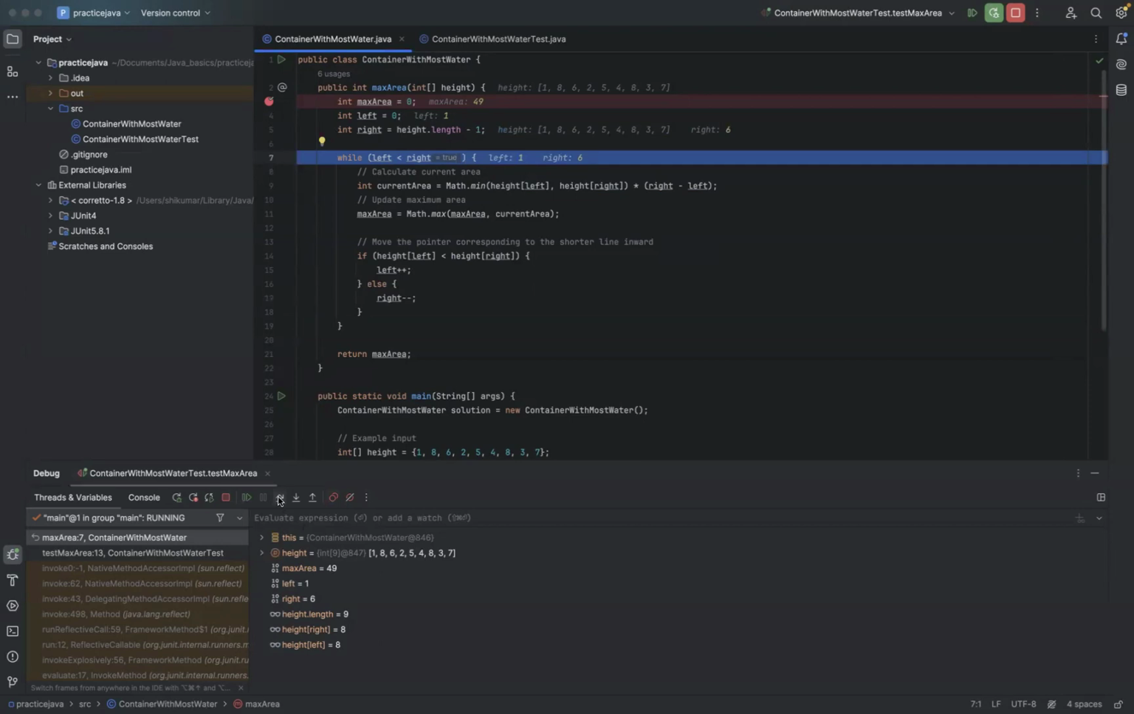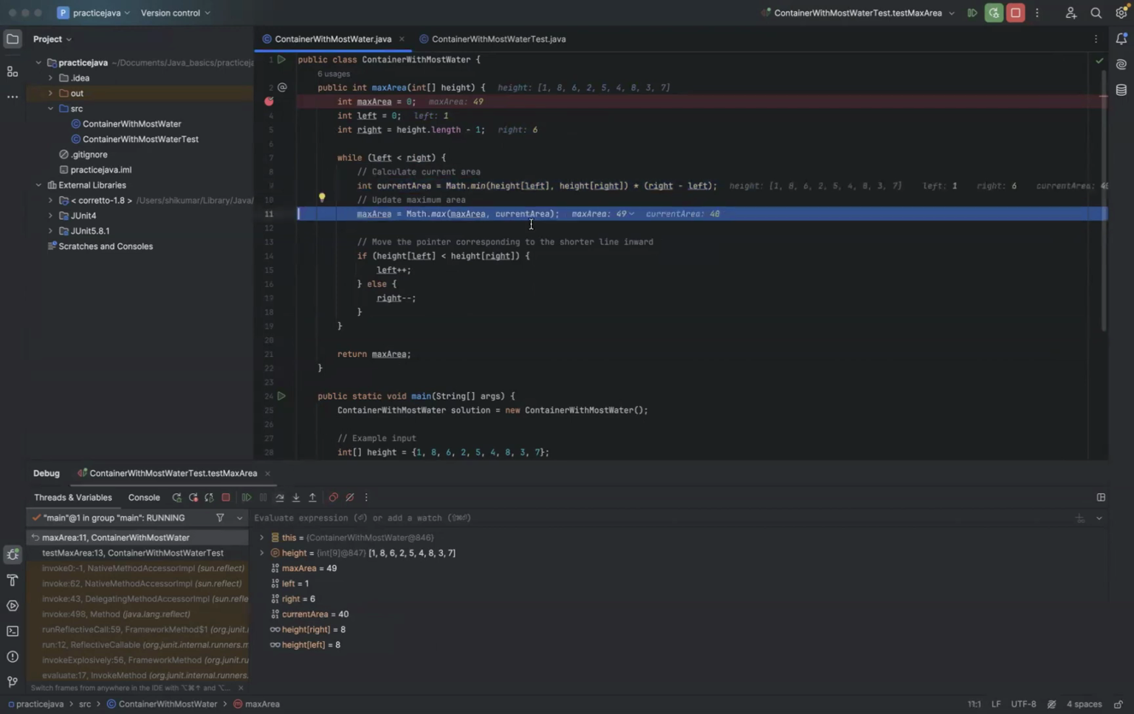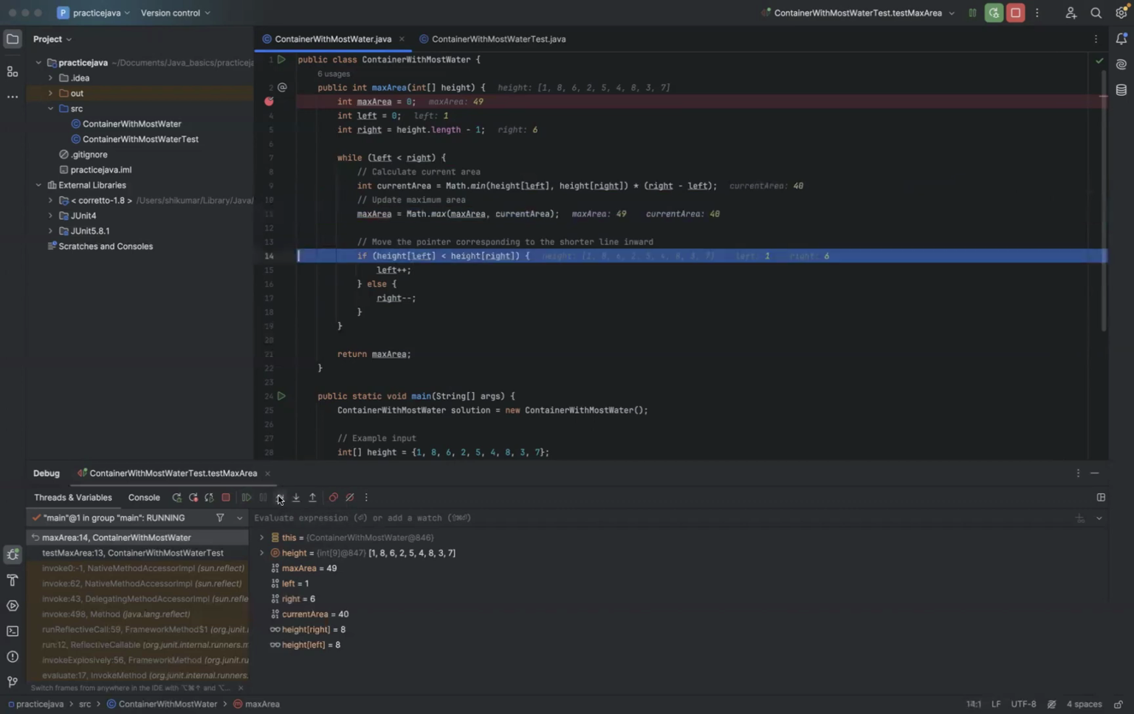Okay, so when we go to this point, the height at left, with left value being 1, is 8, and this is being 6, which is also 8. So 8 comma 8, minimum is 8, we will take just 8, and right minus left, 6 minus 1, is 5. 8 times 5 is 40. So 40 will be the area in this scenario. We'll get current area as 40 and max area as 49. So which is maximum? 49 is maximum. We'll store that. Okay, let's go to the next.